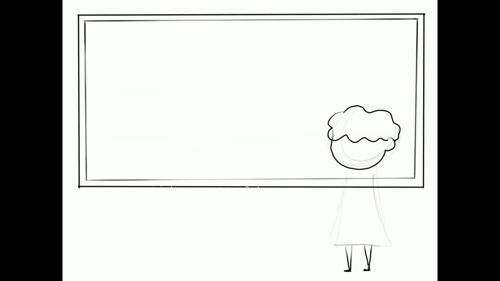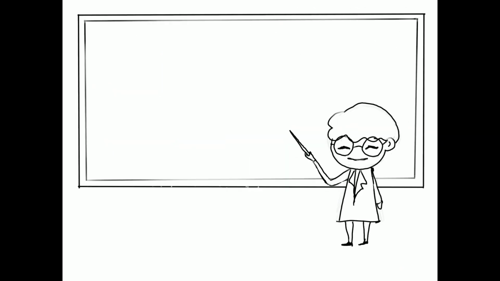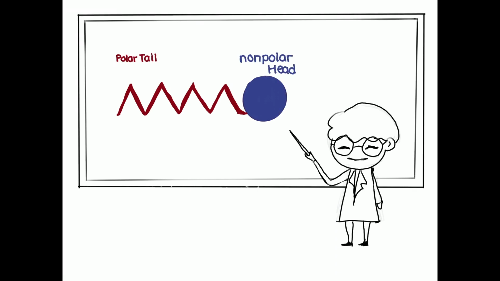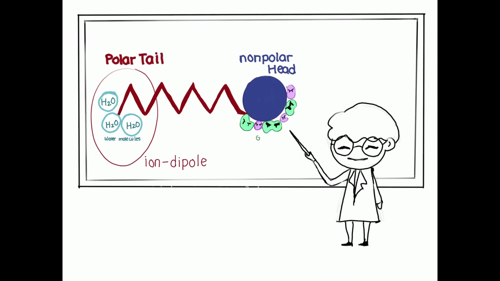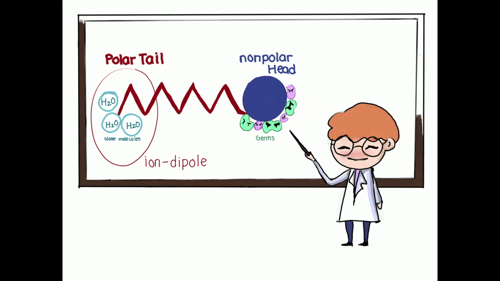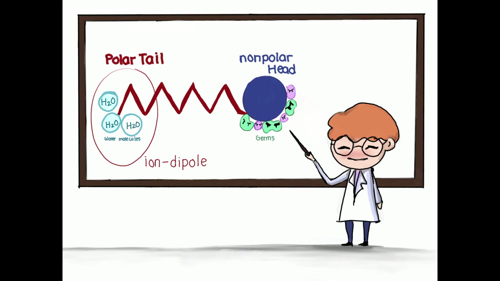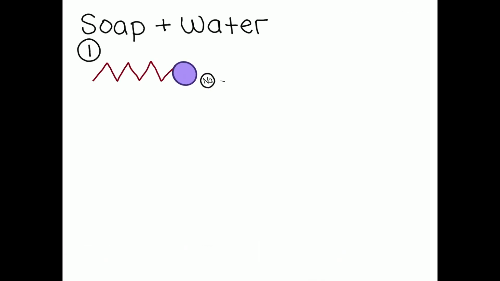The nonpolar hydrophobic tail attaches to the nonpolar dirt, grease, or oil, where all the germs are, and the hydrophilic polar end attracts the polar water molecules through ion-dipole interactions, which are intermolecular forces that involve an ion and a polar molecule. So let's first talk about the chemistry behind soap and water.